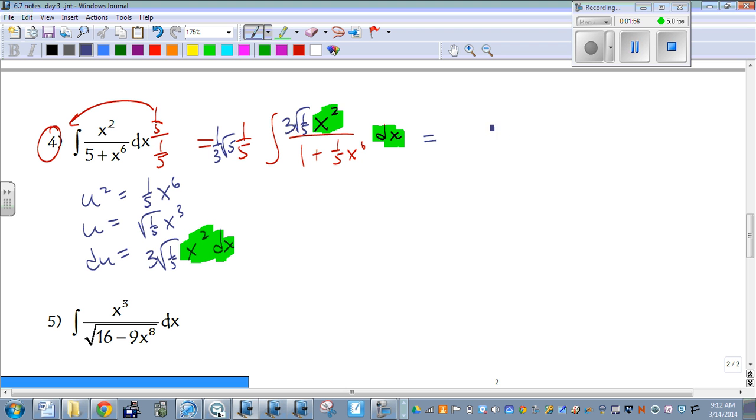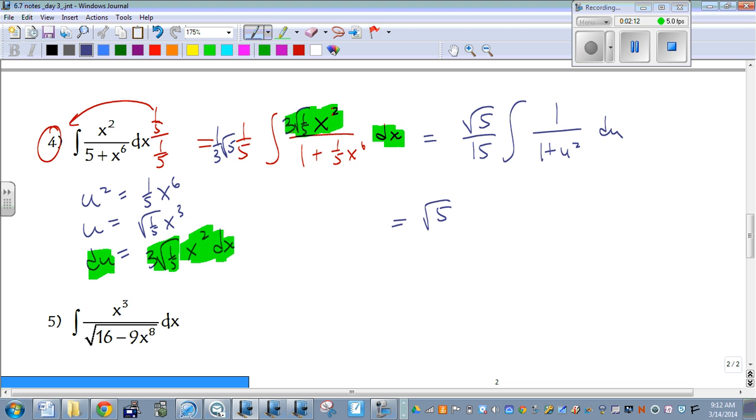So on the outside, we end up with square root of 5 over 15 times the antiderivative of 1 over 1 plus u squared du. So because all of that stuff in the green there becomes du. And then antiderivative of 1 over 1 plus u squared is inverse tangent of u. So we're just going to substitute our u in there. Square root of 1/5 x cubed plus c.